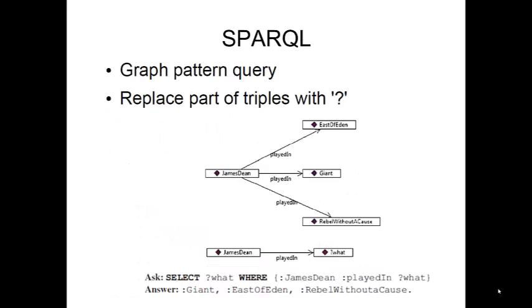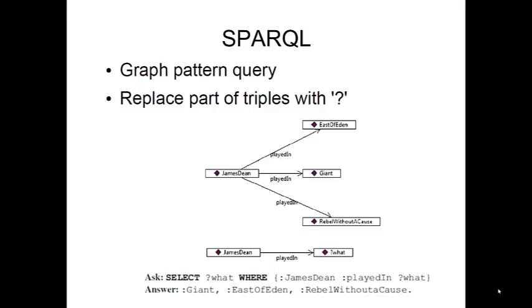So SPARQL is your query language. We've got a really simple graph here: James Dean and three films that James Dean starred in. The SPARQL query language is similar to SQL, but you replace the part of the triples that you're querying, that you're not stating as being fixed, with a question mark.